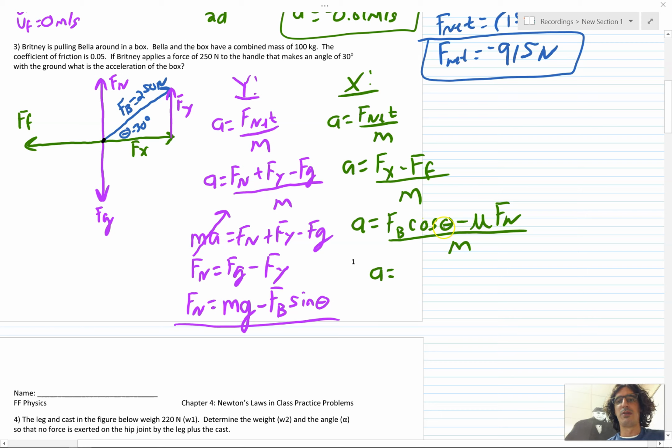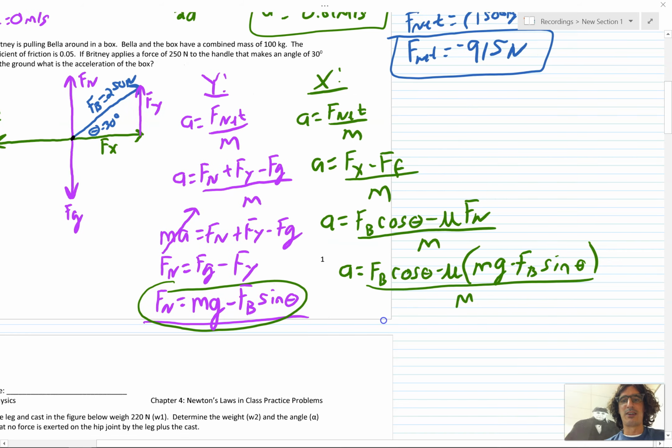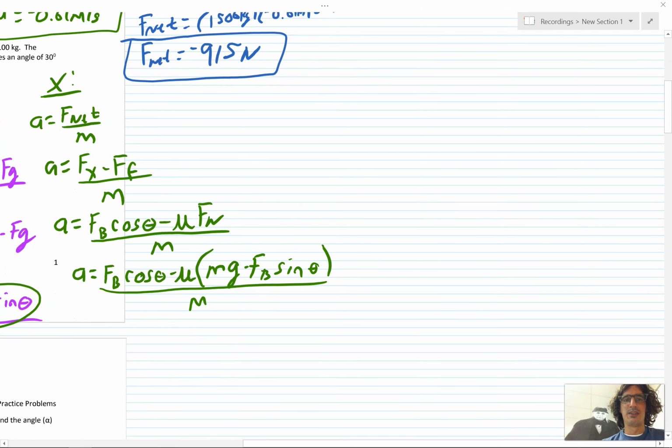We know the force of Bella, we know theta, we know mu. The normal force we solve for in the vertical direction, it's mg minus fb sine of theta, so let's plug that in. A equals fb cosine of theta minus mu times all of fn. mg minus fb sine of theta all over the mass. In this case, nothing cancels out, so all we have to do is just plug and chug. Sorry for running out of space. Hopefully you're writing smarter than I am.